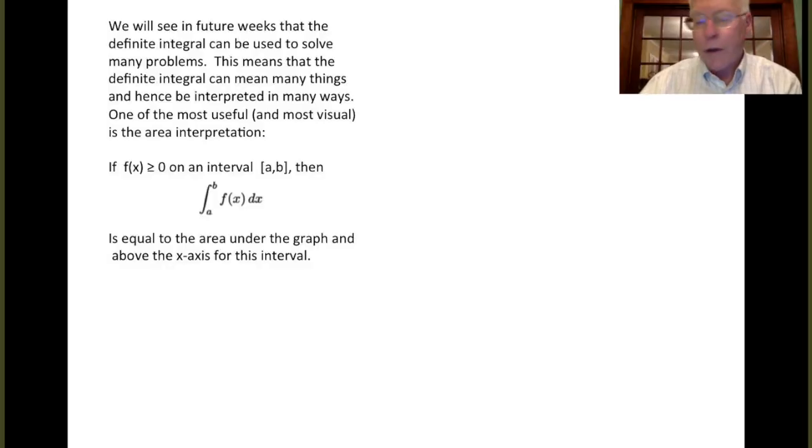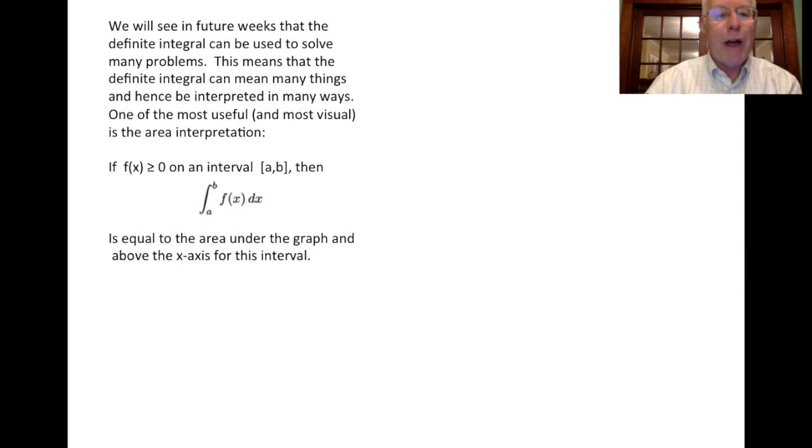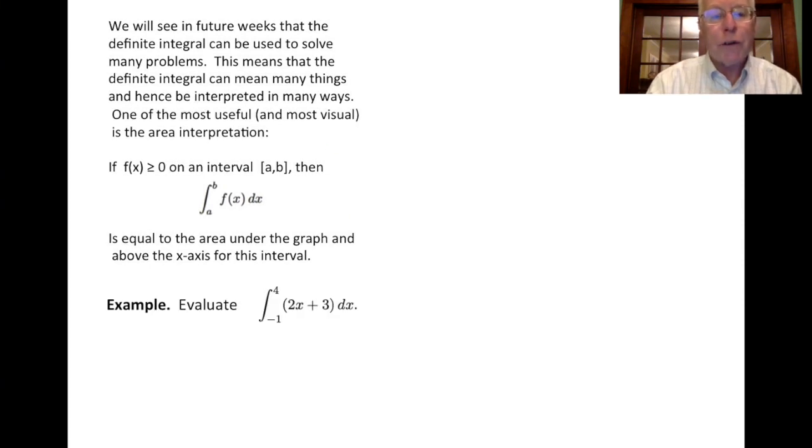So we're going to do a lot of work with that this semester and next, but we're going to rest on the following fact: if f of x is non-negative on an interval [a, b], then the integral from a to b of f of x dx is equal to the area under the graph and above the x-axis for this interval. Now we will later on in the next couple weeks use integrals to find areas between and under curves, but this interpretation says we can also use the area interpretation to evaluate some integrals. Here's an example. Let's evaluate the integral from -1 to 4 of 2x plus 3 dx.